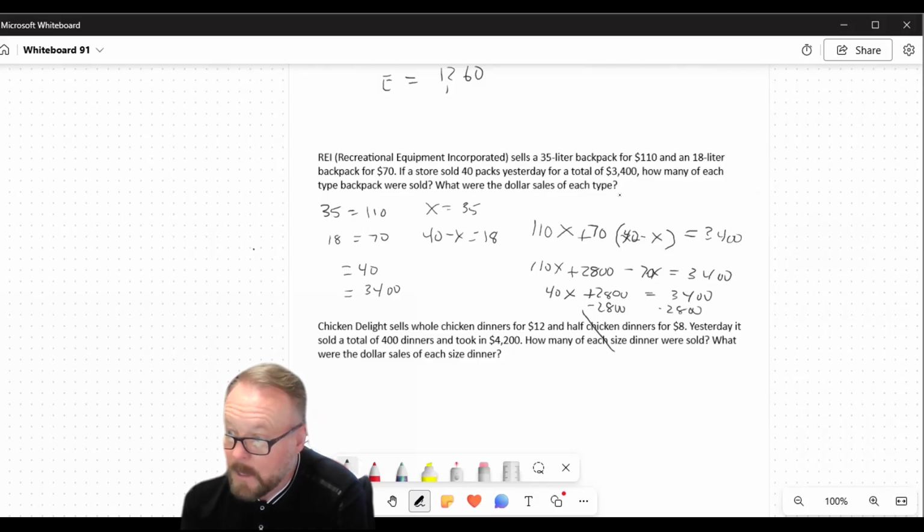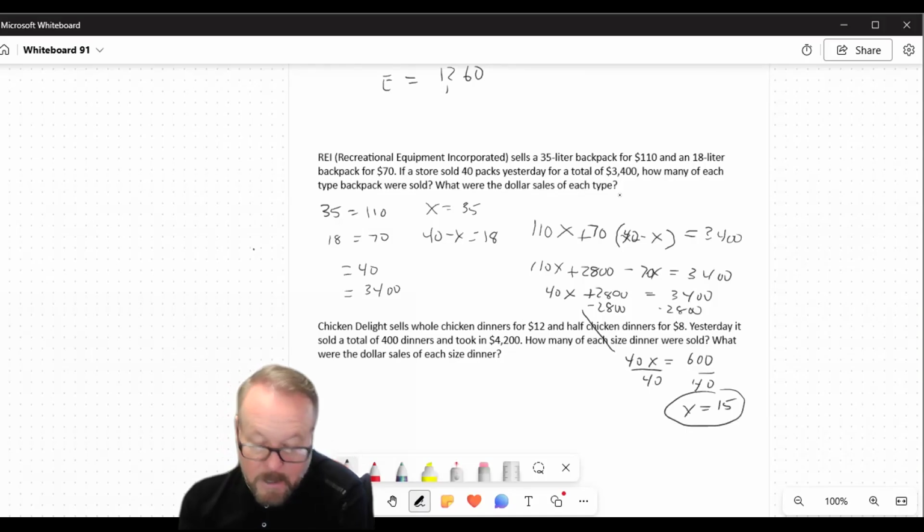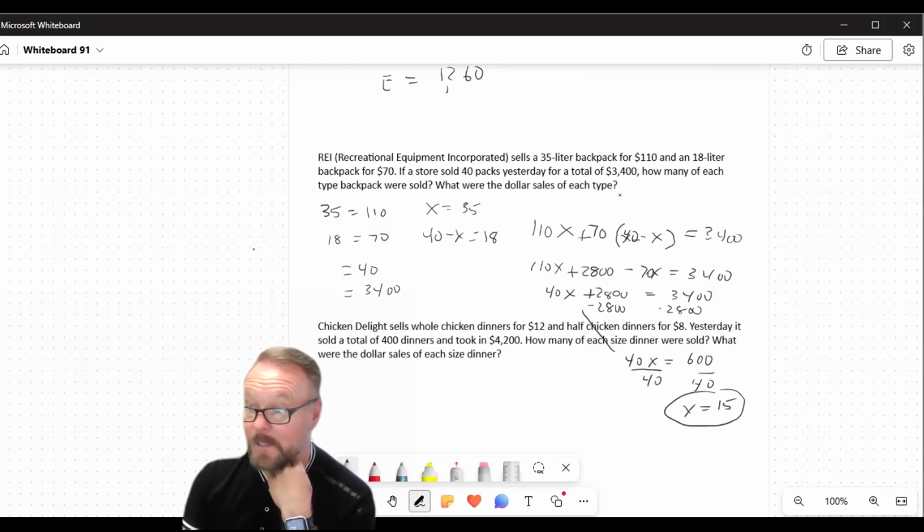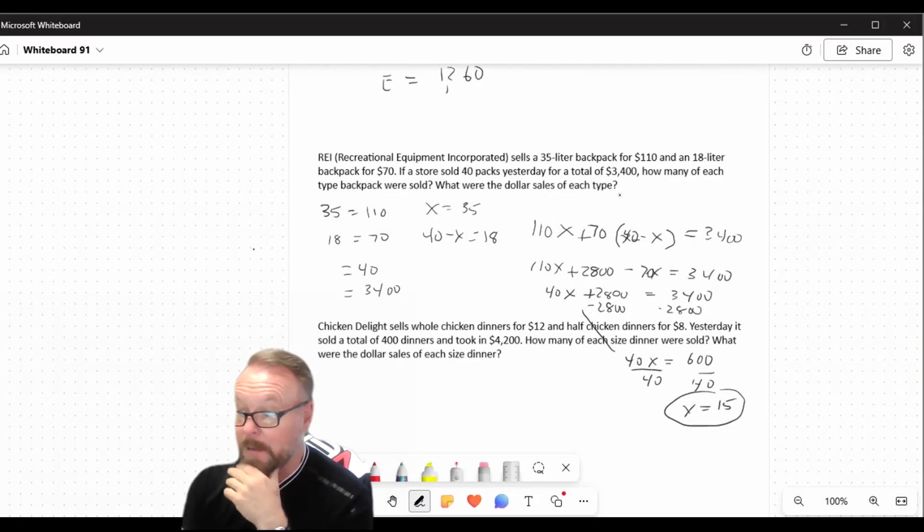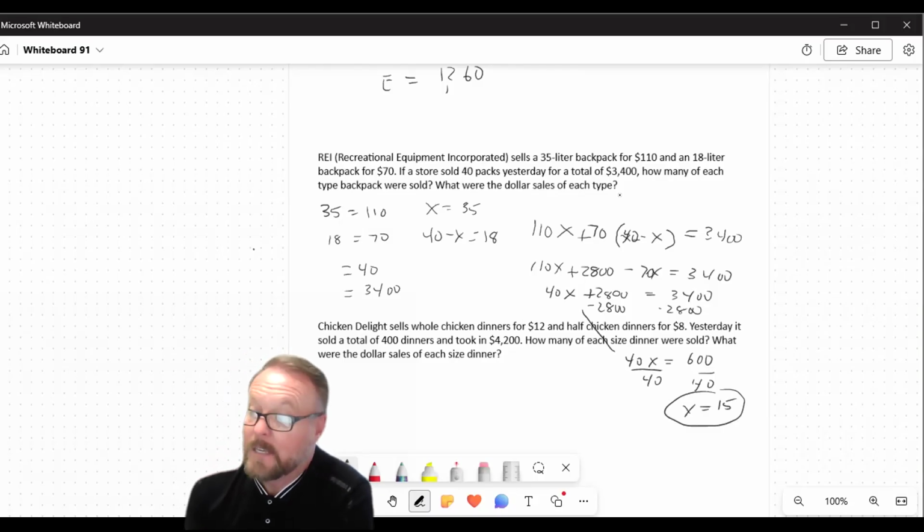I'm going to write it down here. That means 40x equals 600. If I divide both sides by 40, that means x equals 15. All right, now we're going to go back and add dollar values to them. So we sold 15 of the 35-liter backpacks, and the remainder of them were the 18 liters.